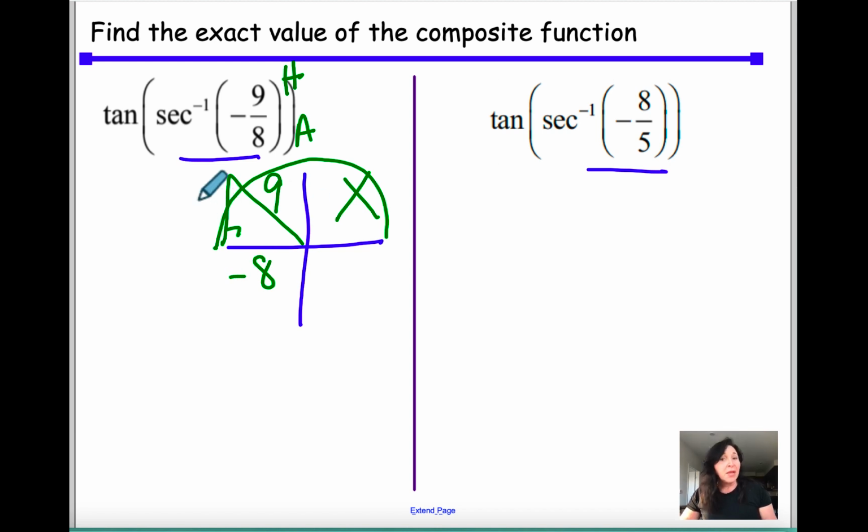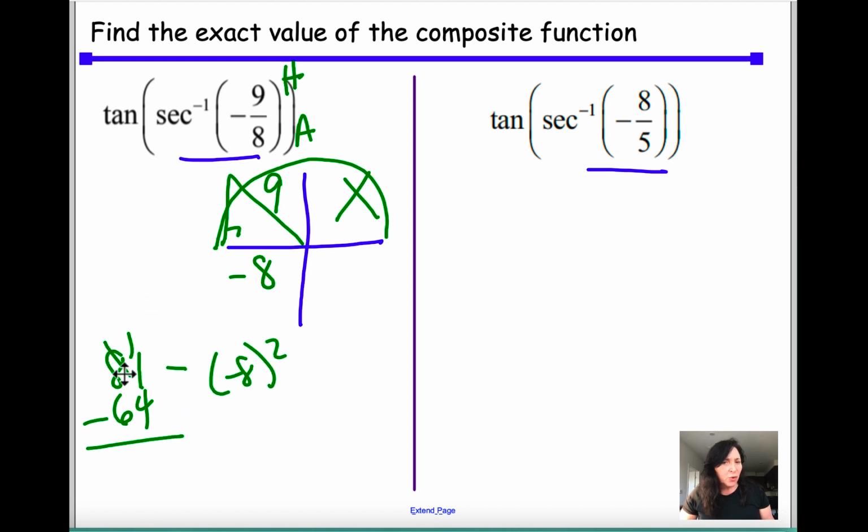In order to find that third side, though, I am going to use Pythagorean theorem, a squared plus b squared equals c squared. But if you have your hypotenuse, you're always going to take that value, square that, and subtract the other value that's squared. And it's always going to be positive. So you have 81 minus 64. And so 81 minus 64, I'm going to borrow that 7 here, 17. Is that 17?